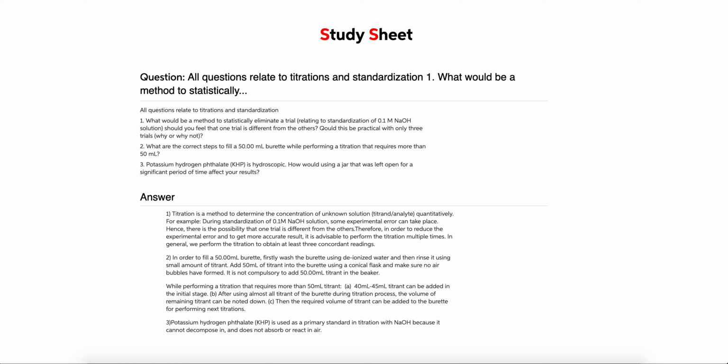What are the correct steps to fill a 50 milliliter burette while performing a titration that requires more than 50 milliliters?